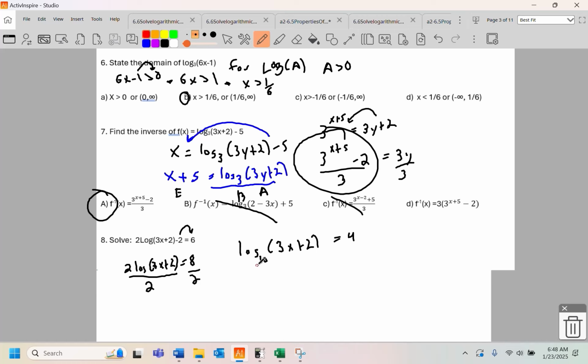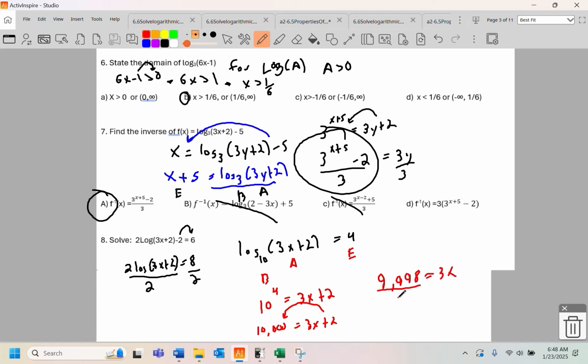Maybe it changed. Okay, it changed. So base, argument, exponent. 10 to the 4th must equal 3x plus 2. 10 to the 4th, I feel like that is 10,000. I graded some quizzes yesterday and a lot of y'all are still making sign mistakes. We're going to take away 2. It's going to be 9,998, and it's going to be equal to 3x.